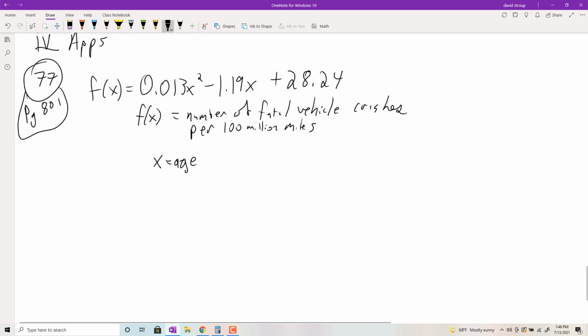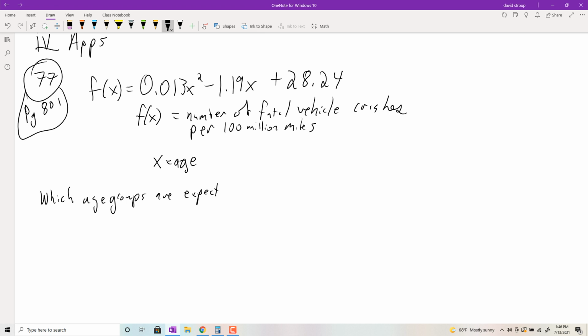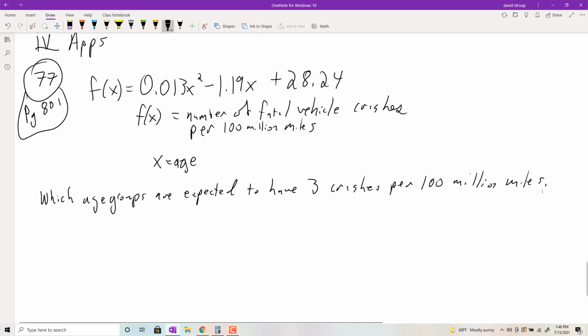So the question is, which age groups are expected to have 3 crashes per 100 million miles? What are they really asking you to do here? They're asking you to set f of x equal to 3 and then solve for x. Find the age group. So we'll put 3 in for f of x.